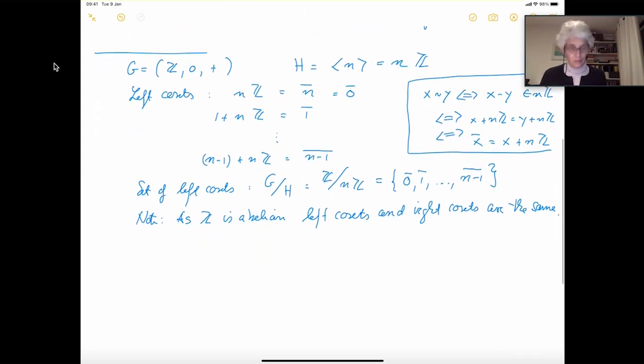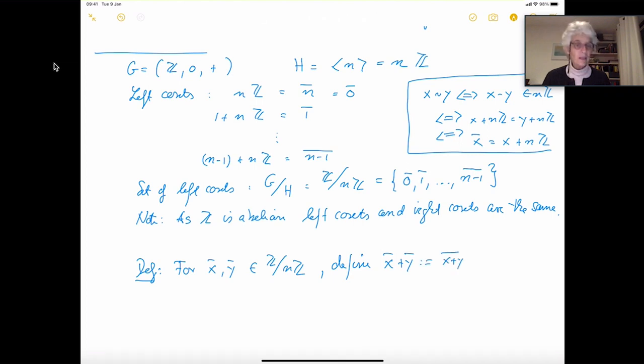Now in modular arithmetic, we want to be able to add these elements, and also multiply them. So we make a definition for x bar and y bar elements in Z mod nZ. We define x bar plus y bar to be equal to x plus y, and then taking its coset. And similarly, we can define x bar times y bar to be another coset, namely the coset given by x times y. Now, it's not so clear that this makes sense. And indeed, there's a proposition that these operations are well defined.